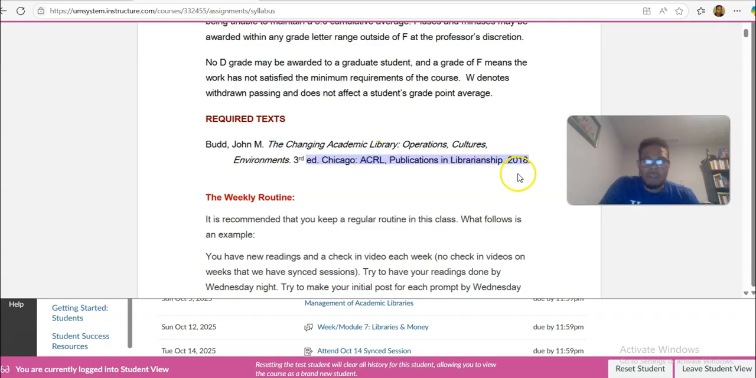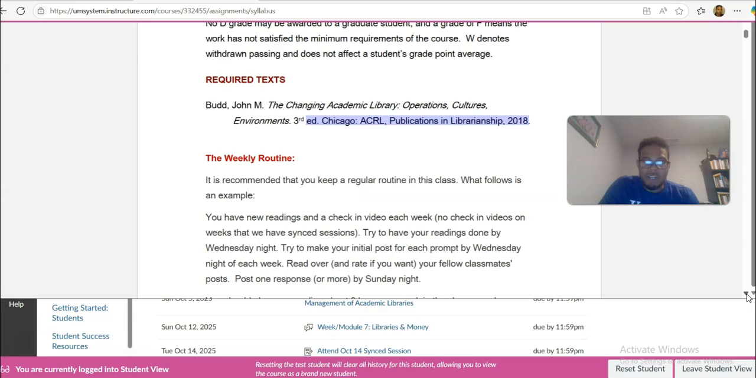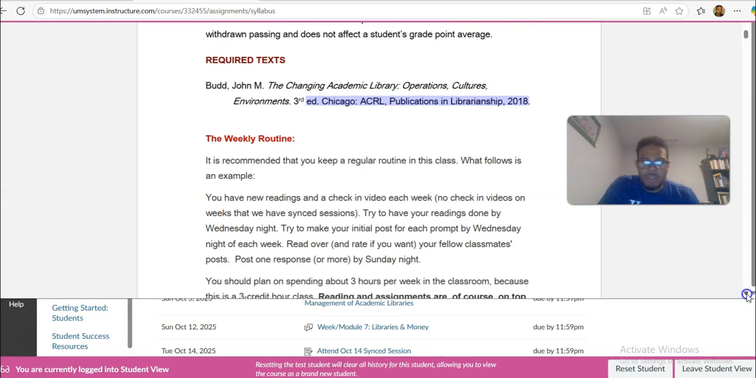The textbook: John Budd, The Changing Academic Library, 3rd edition. Go ahead and pick up your copy of that. Copyright 2018. I do hope that Dr. Budd, and Dr. Budd is a former MU professor. He used to teach for Sissel, and that's part of the reason why I use his book, to be honest with you. But yeah, I do hope that he comes out with a 4th edition soon, because this is starting to get a little bit up there. But this is what we're working with for now.